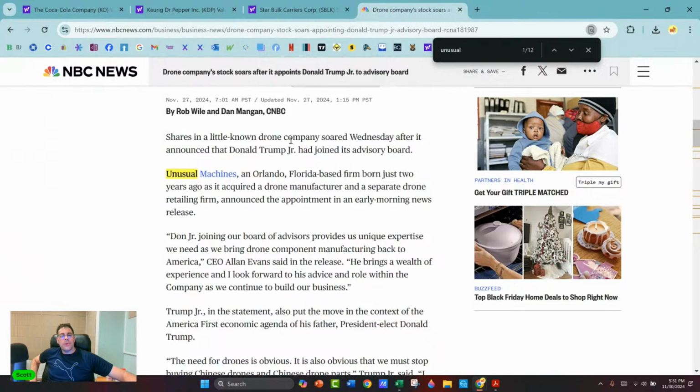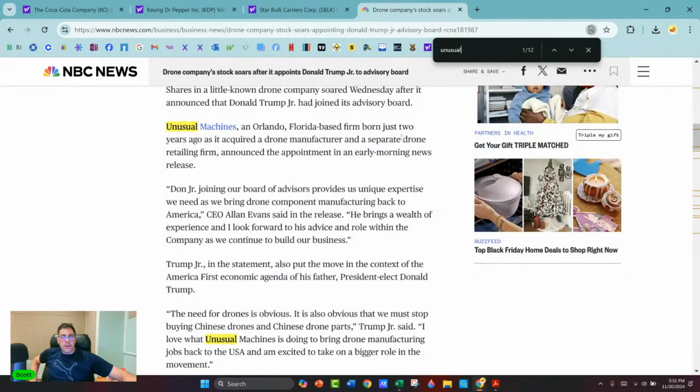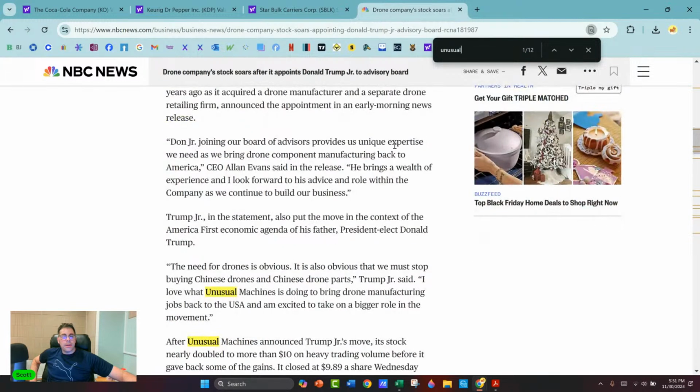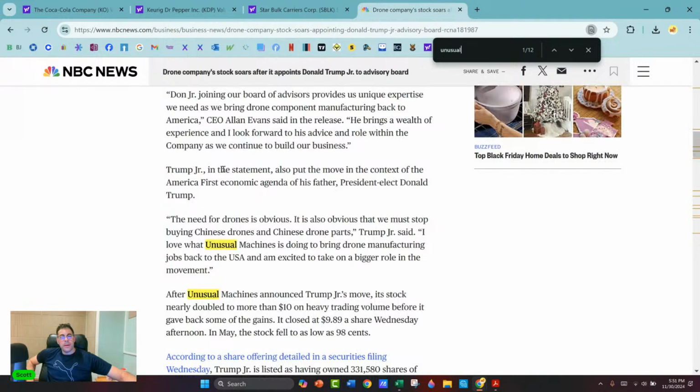Shares in a little-known drone company soared Wednesday after announcing Donald Trump Jr. Oh, right, it's Wednesday because it was the holiday. Unusual Machines, a Florida-based firm, 2 years ago acquired a drone manufacturer. That's one way to do it, is just hire the president's son and give him money.